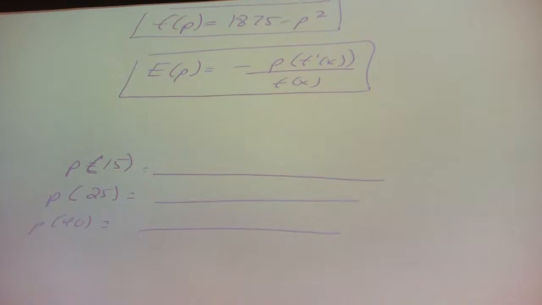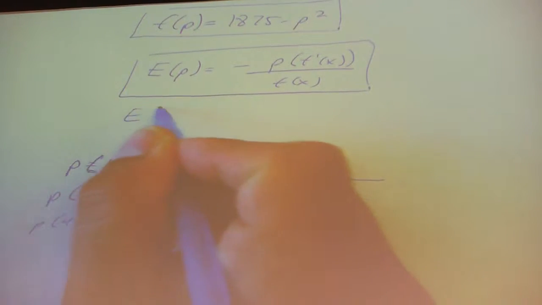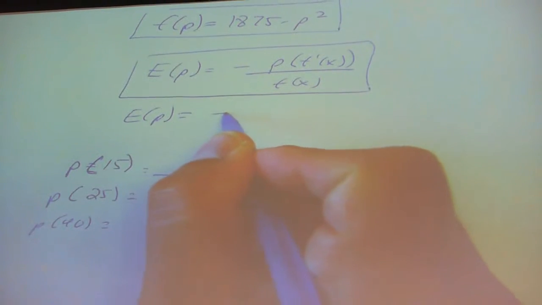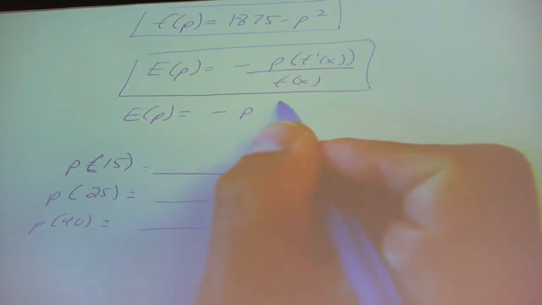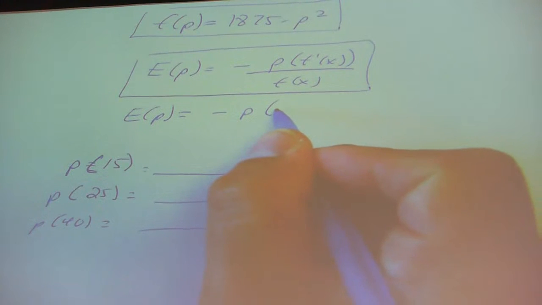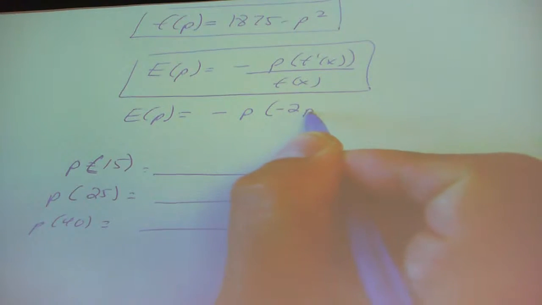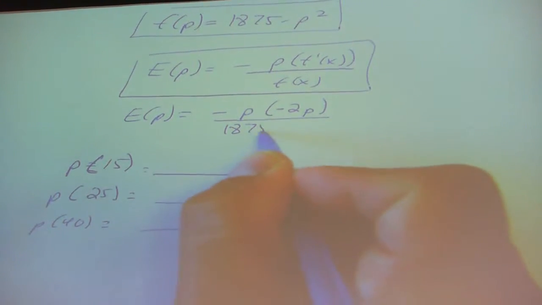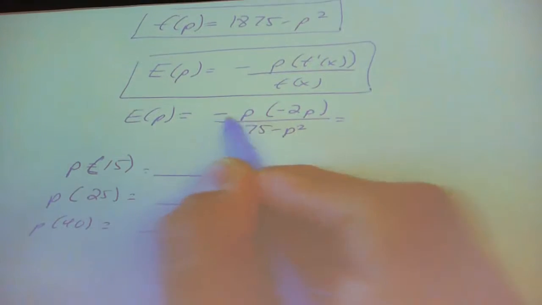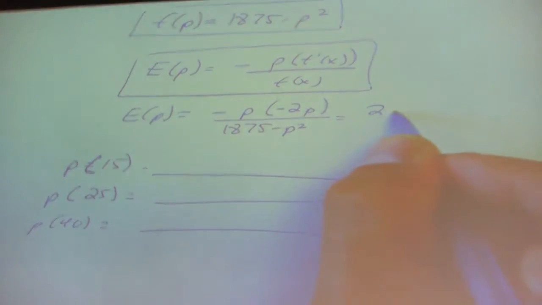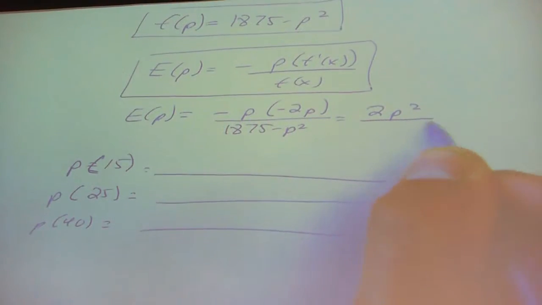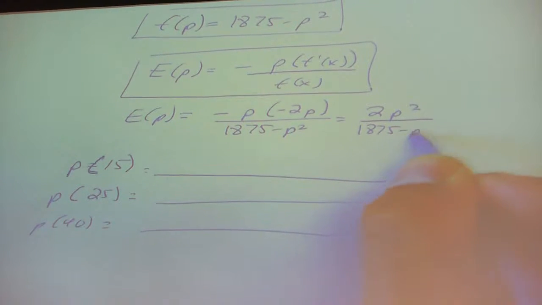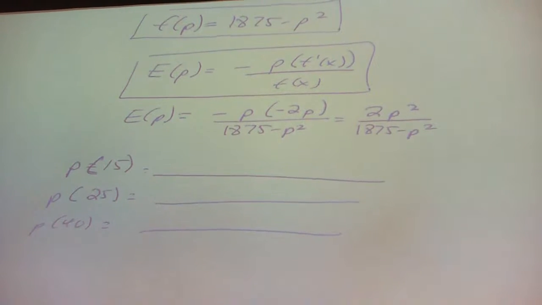Okay, let's double check to make sure our equation's correct. To find the elasticity of demand, it's negative P times the derivative. The derivative will be what? Negative 2P, be careful with your signs, over the original function. Negative times negative is positive. You get 2P squared over 1875 minus P squared. So did we get the equation correct first? If we made a little mistake there, everything else is going to be wrong.